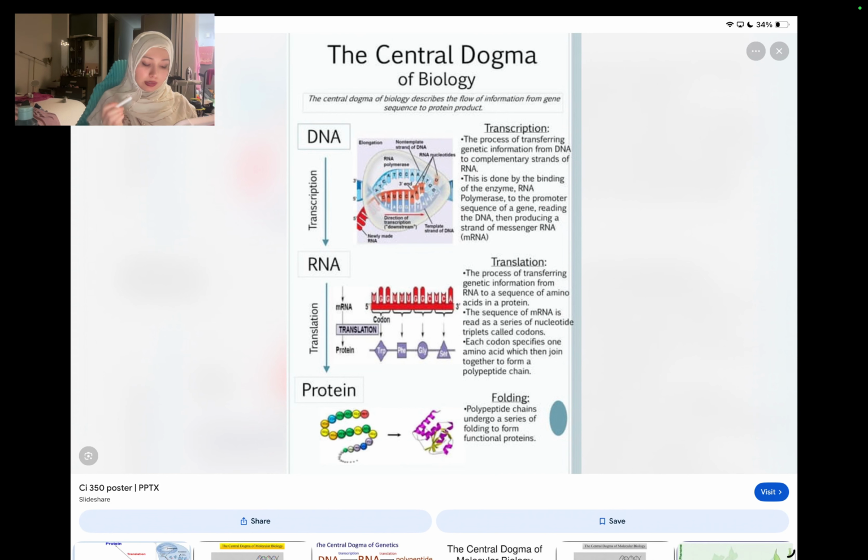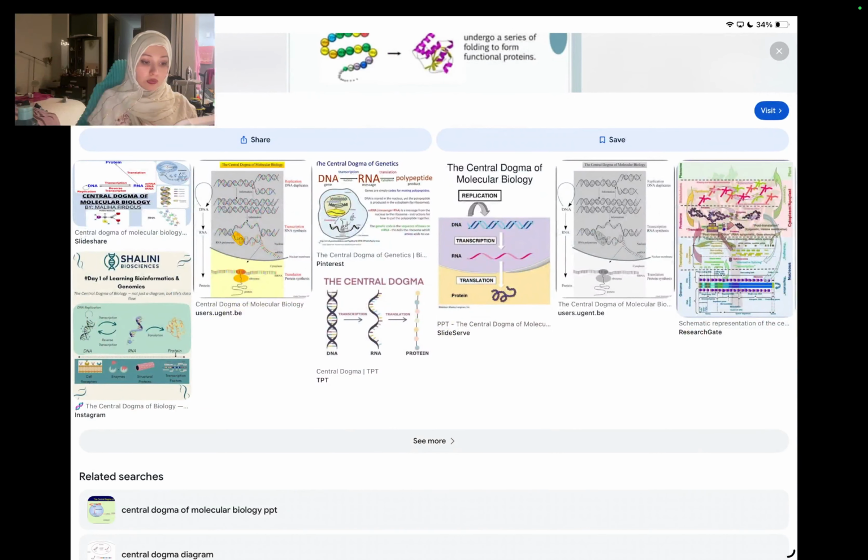And lastly, the protein folds, as I've mentioned before, like the chaperones keep them together. Polypeptide chains undergo a series of folding to form functional proteins. So folding is important. Okay, I think that's it for this lesson. Thank you.